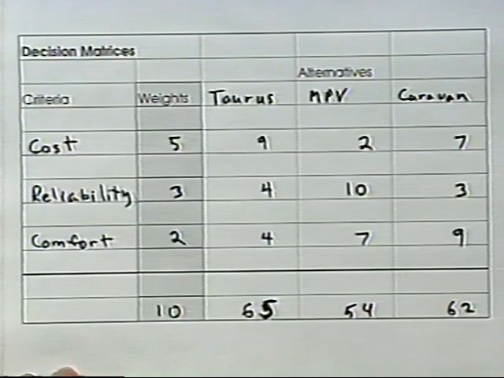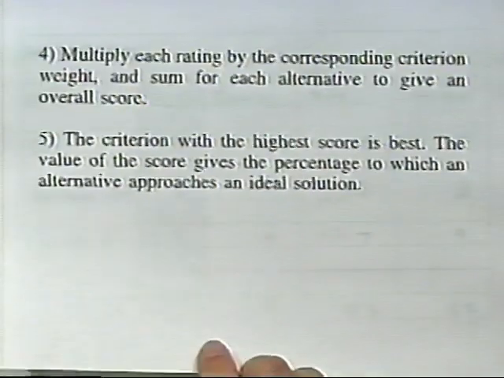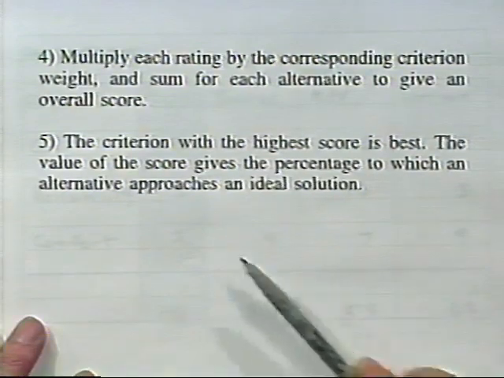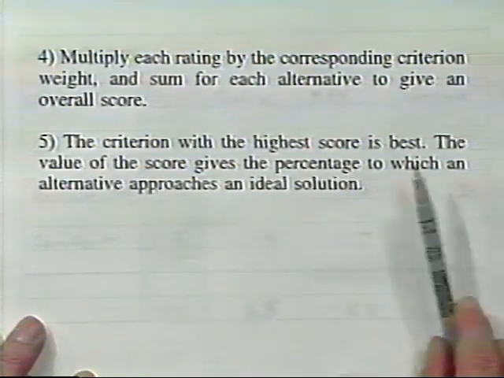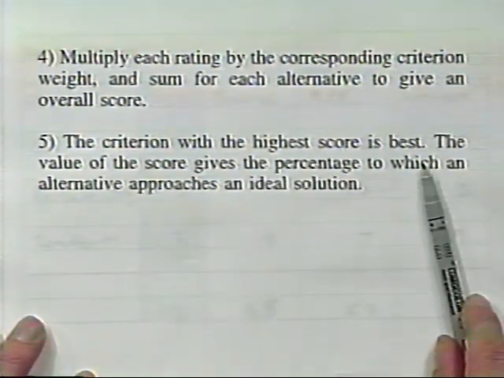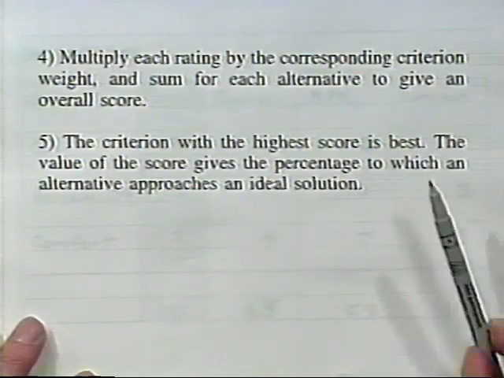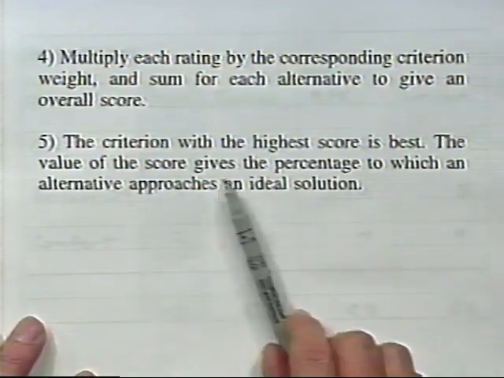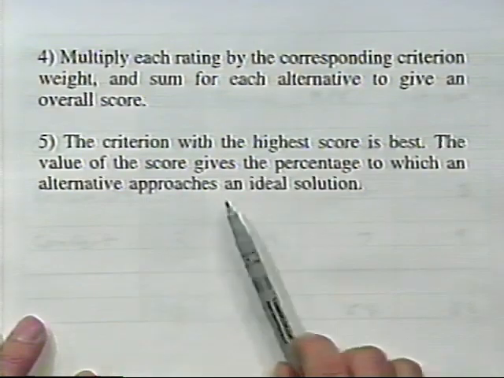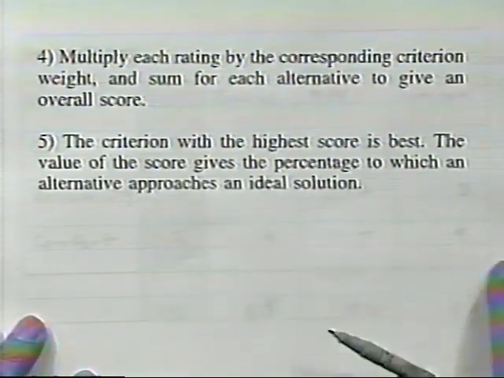Now, in step 5, we then evaluate the alternatives. The alternative with the highest score is best, which is kind of common sense. Also, the value of the score gives the percentage to which an alternative approaches an ideal solution. Let me explain those two.